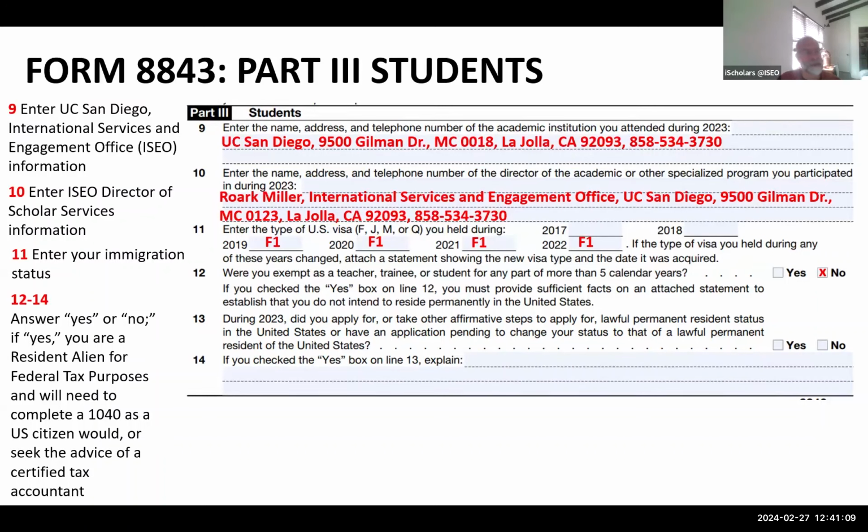Next question. J2 visas only need to fill out the general information, right? No. Your dependents, F1 and F2 and J2 dependents, would fill out the same parts as the F1 or J1 principal. So if it's a J2 dependent of a scholar, they would fill out the scholar section and put that same information, the academic institution and my name. Go ahead and put that, but it is identical, yes.